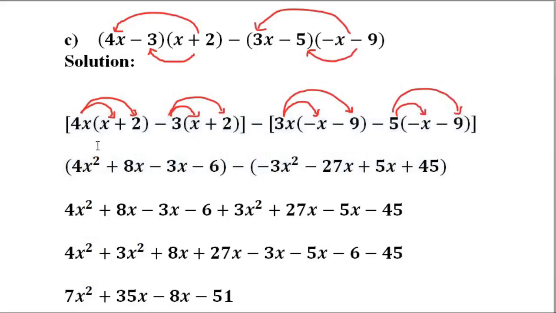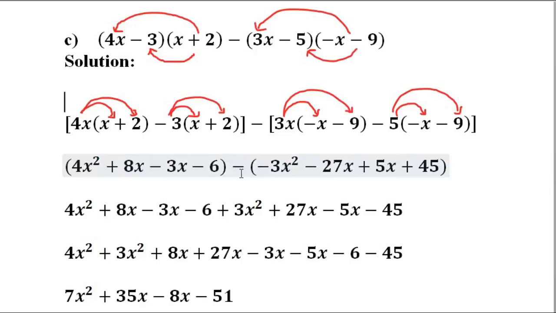We have positive 4x times x, positive 4x squared, positive 4x times 2, positive 8x, negative 3 times x, negative 3x, and negative 3 times positive 2, negative 6. Positive 3x times negative x, negative 3x squared, positive 3x times negative 9, negative 27x, negative 5 times negative x, positive 5x, negative 5 times positive 9, positive 45.